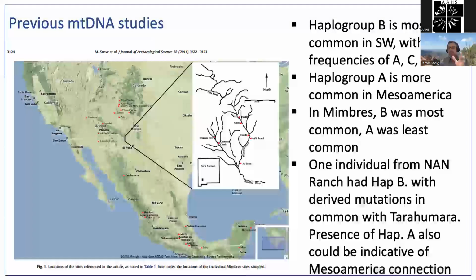But again, this is an early study. This is only looking at mitochondrial DNA, even though there's maybe some evidence of Mexico and Mesoamerican connections. Our resolution here is not what we can have with autosomal DNA.